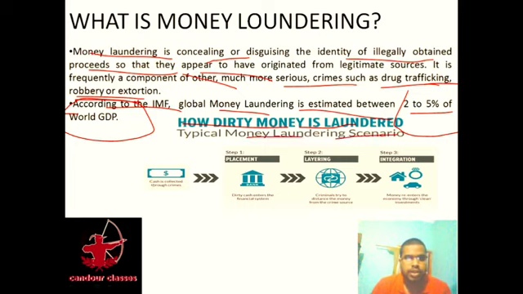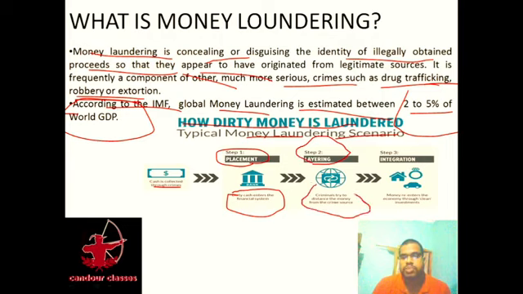Cash is collected through crimes. Then you need placement. The first step is placement: dirty cash enters into the financial system, so they put the money into the bank. Then layering. The second step is layering: criminals try to distance the money from the crime source. After depositing it in the bank, it will be transferred to different countries through different sources. That means small amounts will be transferred to different people situated in different countries.